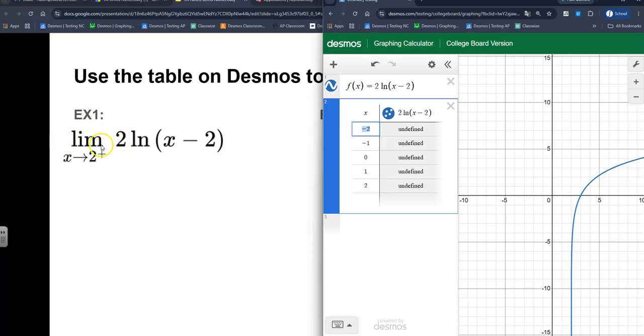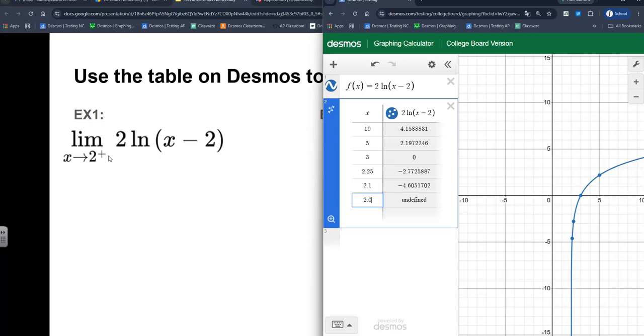So I'm going to do the limit as x approaches 2 from the right. Those are the numbers bigger than 2, right? So I could start maybe with 10, and then maybe 5, and then maybe 3. Give me a number that's closer to 2 than 3. 2.25. Okay, that'll work. Give me something even closer to 2. You can see 2 is undefined. You could try just plugging in 2 first. That might work, but 2.1. Okay, something even closer. 2.05.